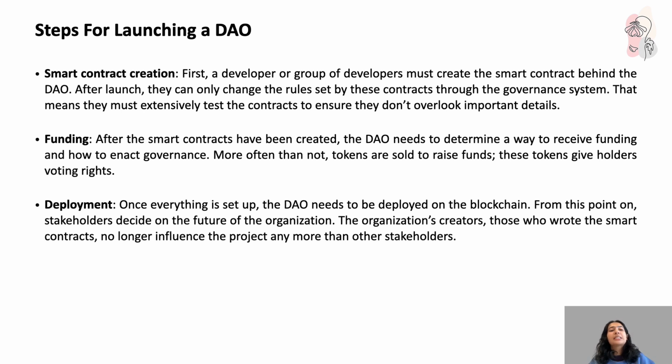Now, starting with smart contract creation. On slide, first, a developer or group of developers must create the smart contract behind the DAO. After launch, they can only change the rules set by these contracts through the governance system. That means they must extensively test the contracts to ensure they don't overlook important details. So the first step, your smart contract creation, is actually the rule book of the DAO.